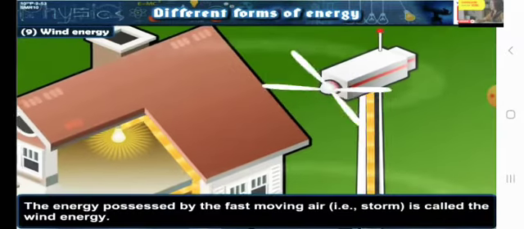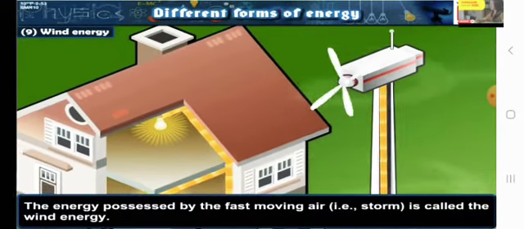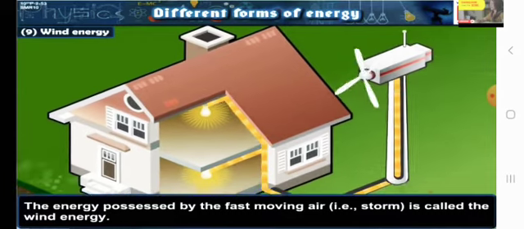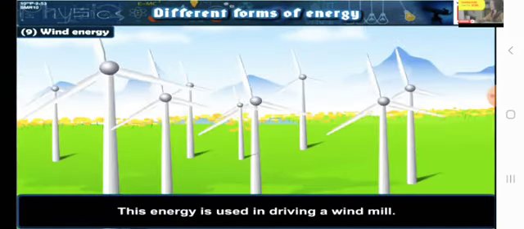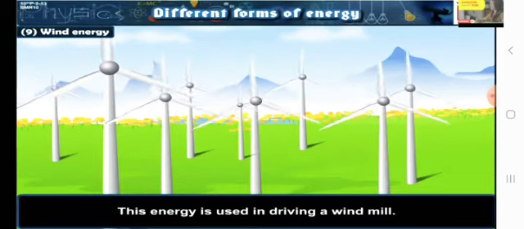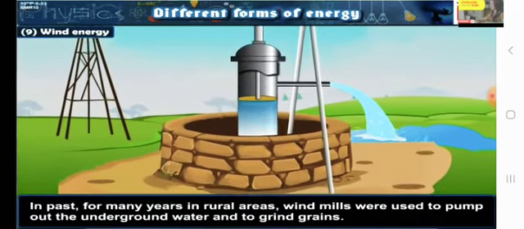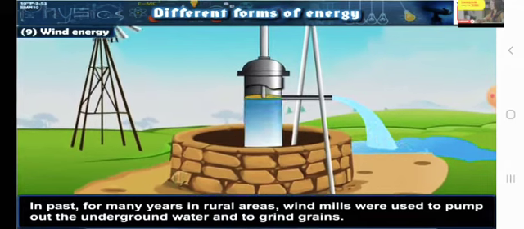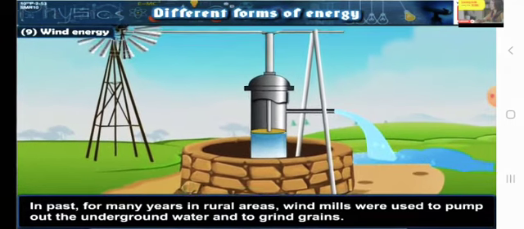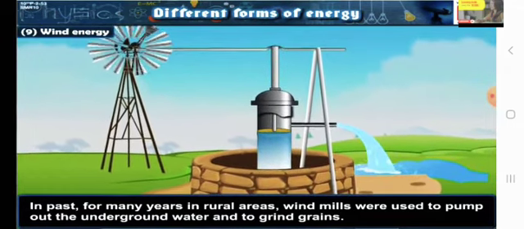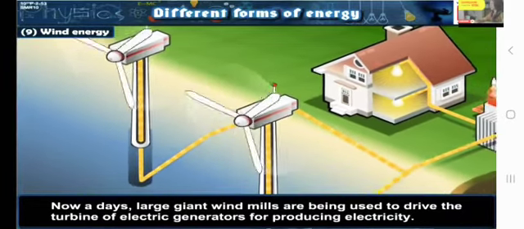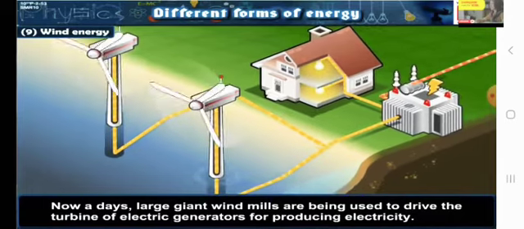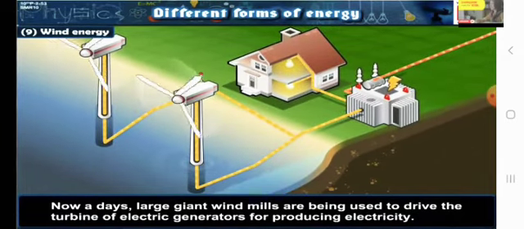Nine, wind energy. The energy possessed by the fast-moving air, that is, storm, is called the wind energy. This energy is used in driving a windmill. In the past, for many years in rural areas, windmills were used to pump out the underground water and to grind grains. Nowadays, large giant windmills are being used to drive the turbines of electric generators for producing electricity.